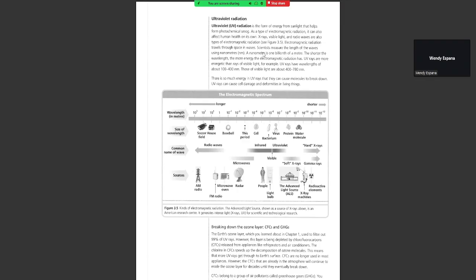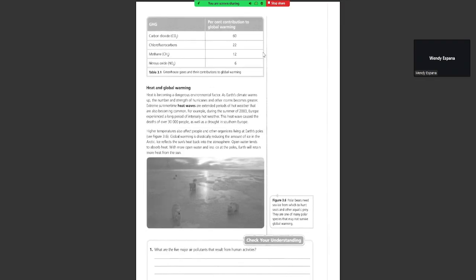Chlorofluorocarbons are also part of greenhouse gases, and as we know, this is what's leading to global warming, where our planet's heating up. You'll see at the top of page 65, carbon dioxide is a 60% contribution to global warming. Most of it's coming from burning fossil fuels. Chlorofluorocarbons, 22%. We haven't even talked about them too much, but they contribute 22% to global warming. Methane, 12%, and that's coming from grazing cattle mostly. And then nitrous oxides are 6%.